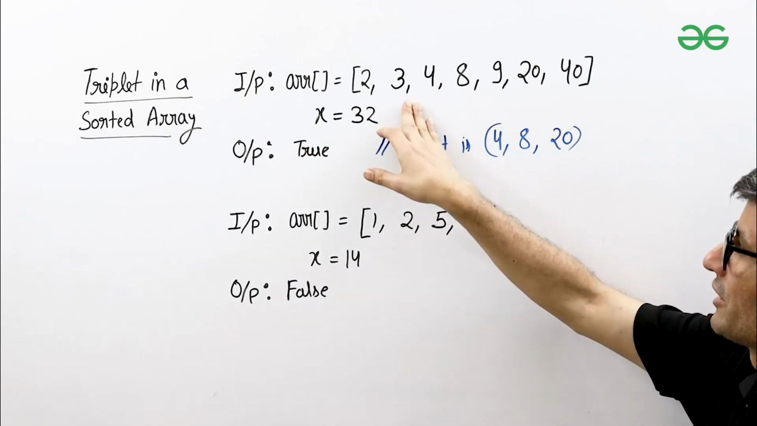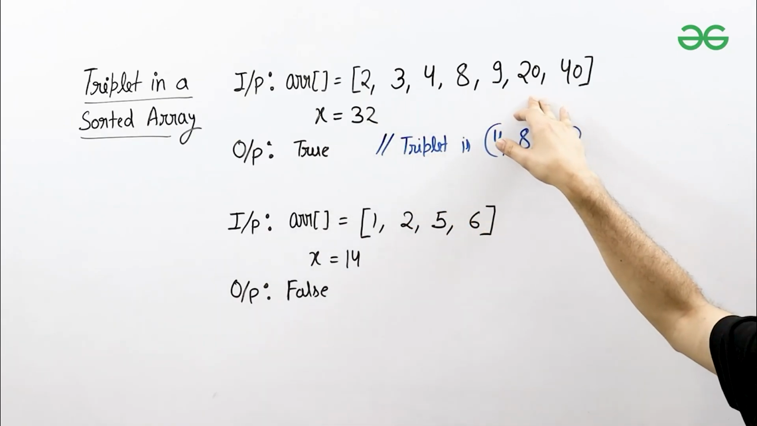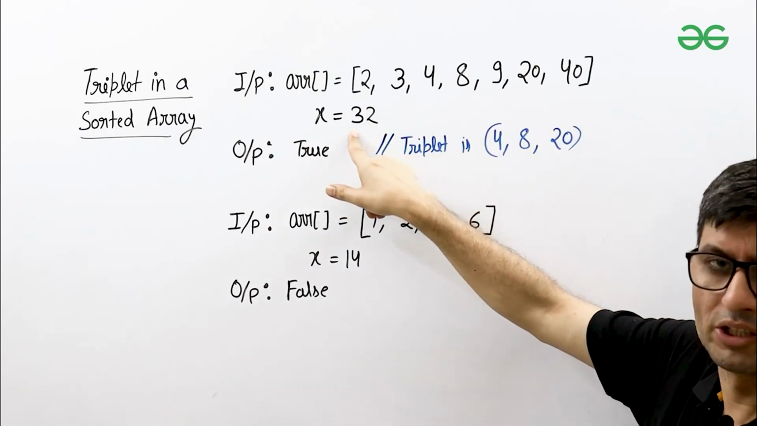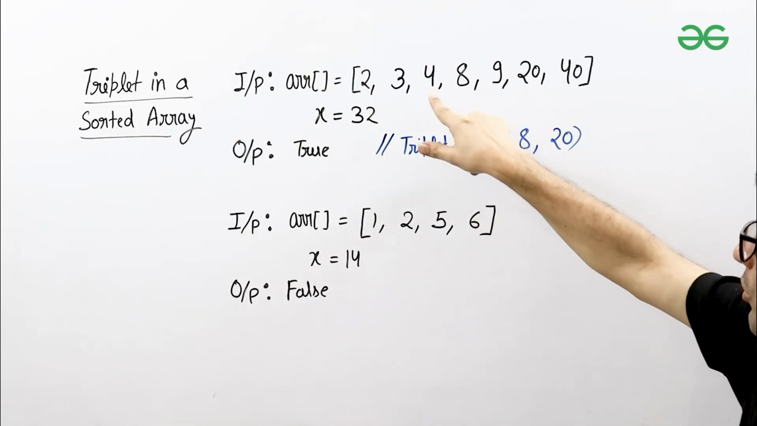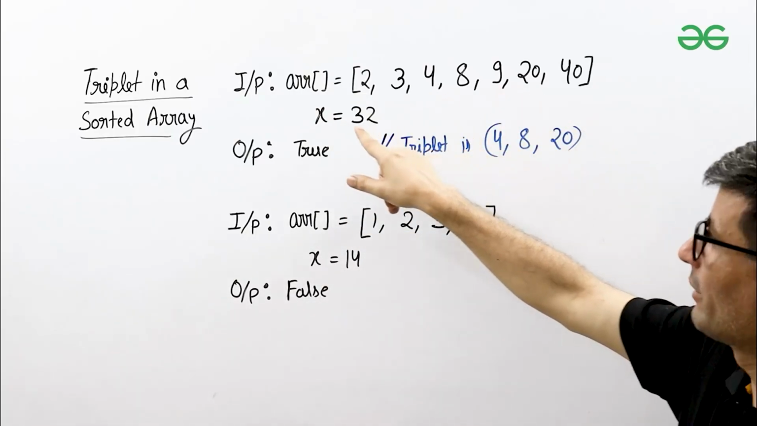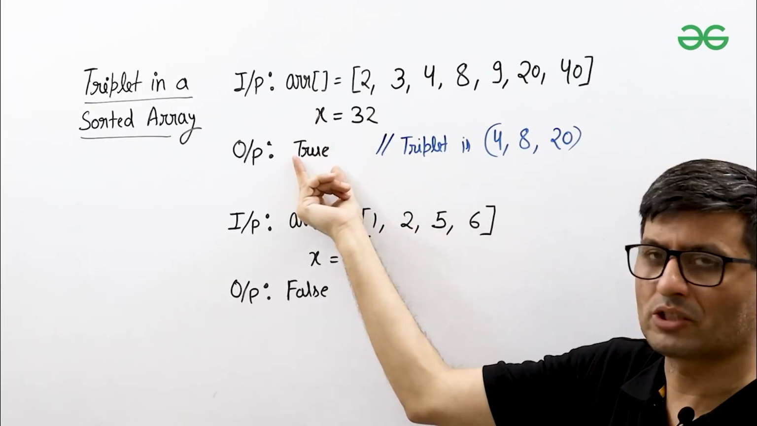Let's understand with this example. We are having a sorted array and we have a number 32. If you take a look at this array, we have a triplet 4, 8 and 20 whose sum is 32. So our answer is true.